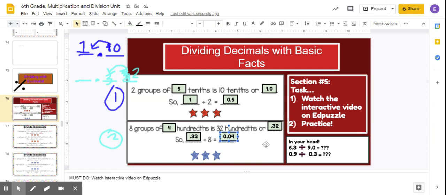Okay. So the last thing you're going to be practicing is taking this same type of logic and applying it to division problems in your head, using your basic facts to help you. So if you're trying to figure out 63 divided by 9, but all of a sudden it's not 63 and 9, it's 6.3 and 9.0. Well, what we know is that 63 divided by 9 is still going to be 7. So we're going to plop in a 7 right here.